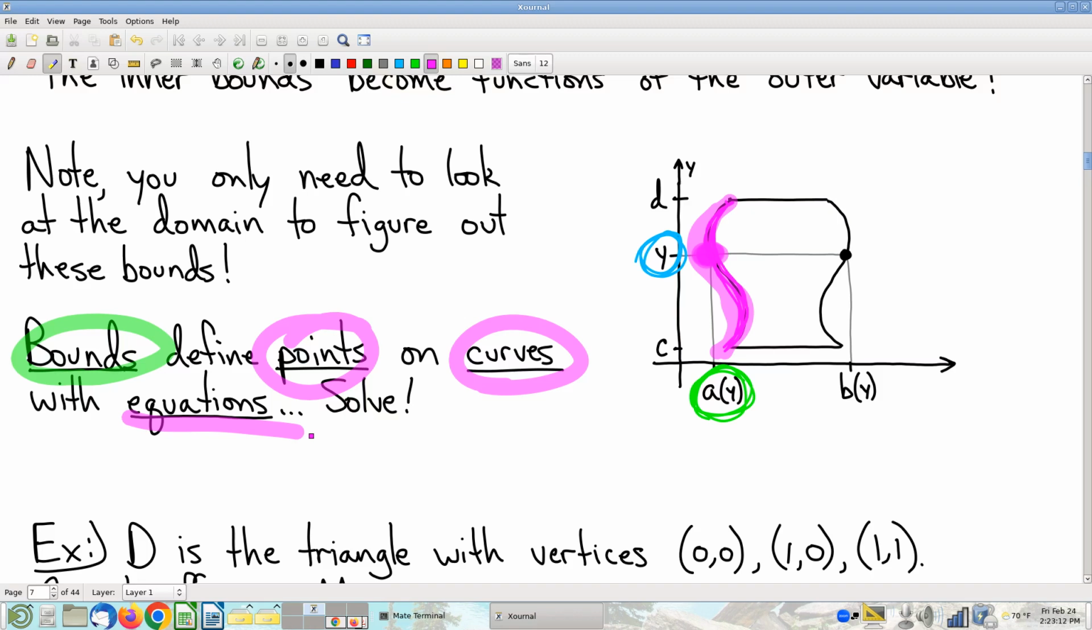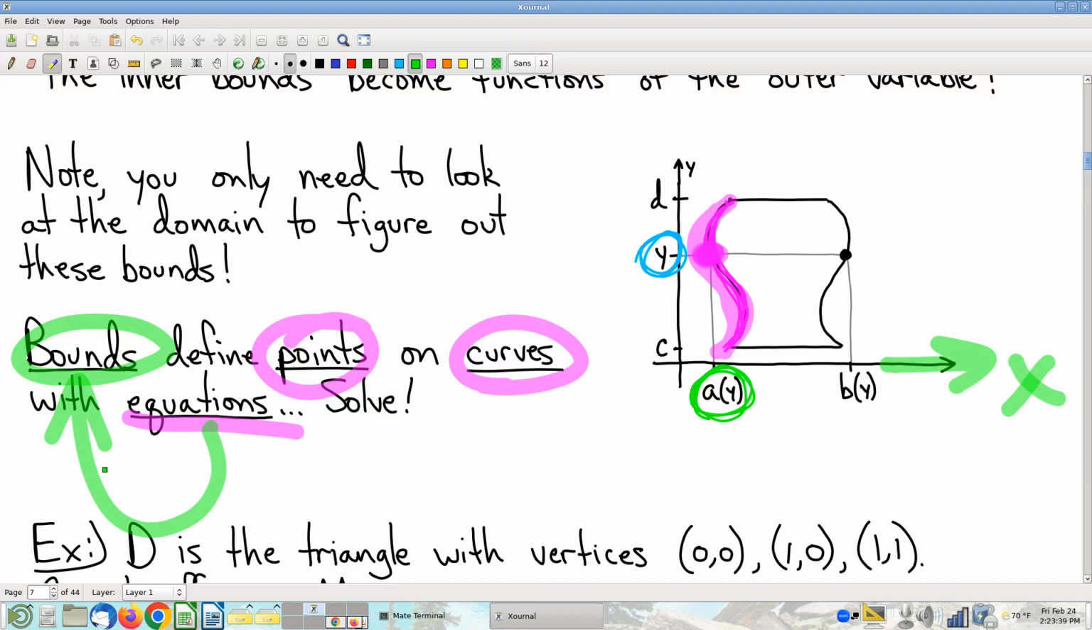So said differently, if you want to find this bound, you literally just solve for x in this case. Just solve for x in the equation for the curve that contains the point that defines the bound you're looking for in the first place. Solve for x, and that tells you the formula for your bound. That make sense?